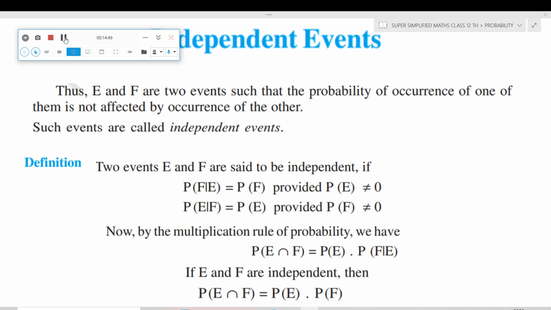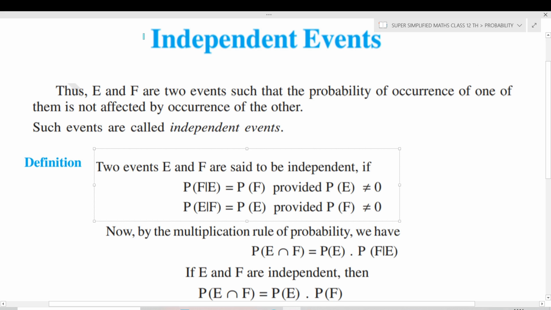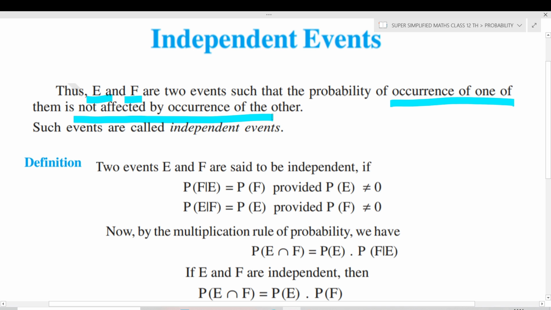So what do we mean by independent events now? Two events E and F, associated with any sample space S of a random experiment, are called independent if the happening of one does not affect the happening of the other, or the occurrence of one of the events is not affected by the occurrence of the other event. Such events are called independent events.